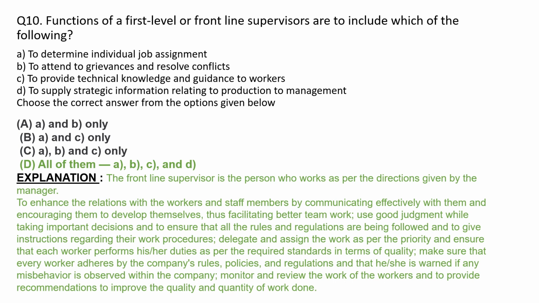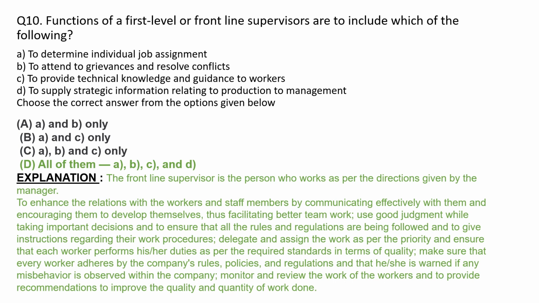So who is a frontline supervisor? A frontline supervisor is the person who works as per the directions given by the manager. So he is a person who is reporting to the manager directly. So that person is called the frontline supervisor. The functions will be to enhance the relations with workers and staff members by communicating effectively with them and encouraging them to develop themselves.